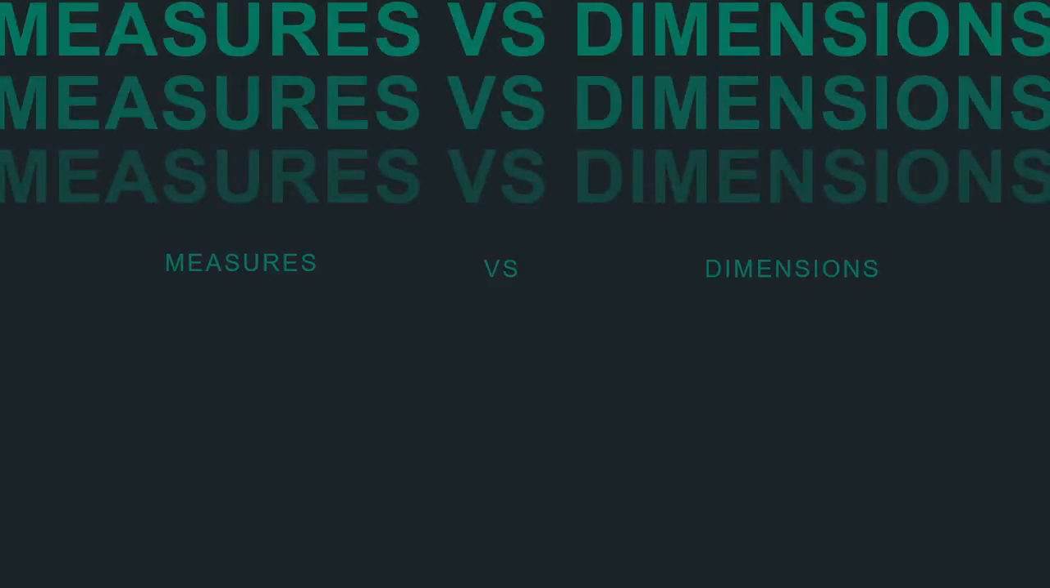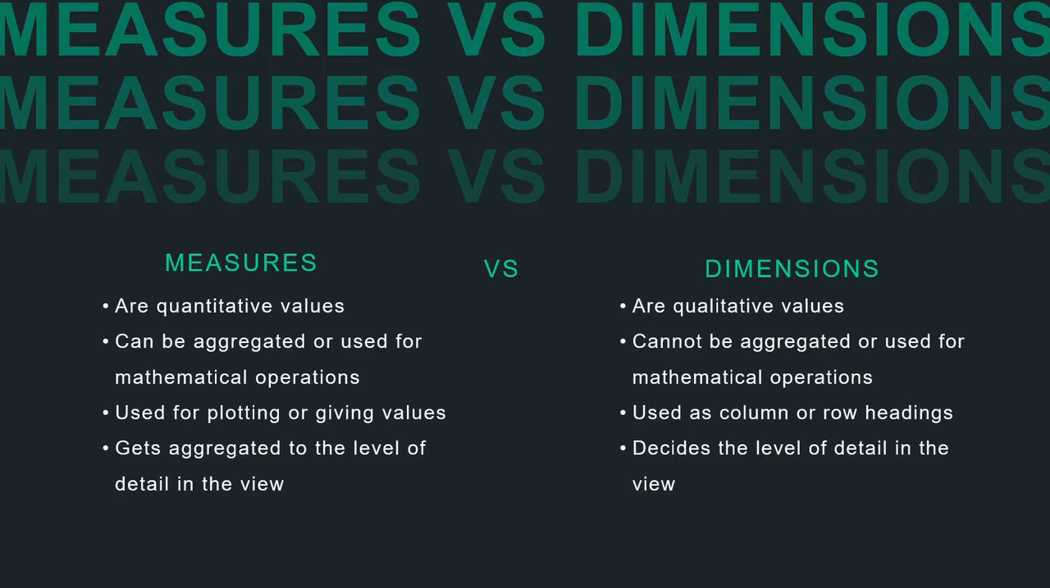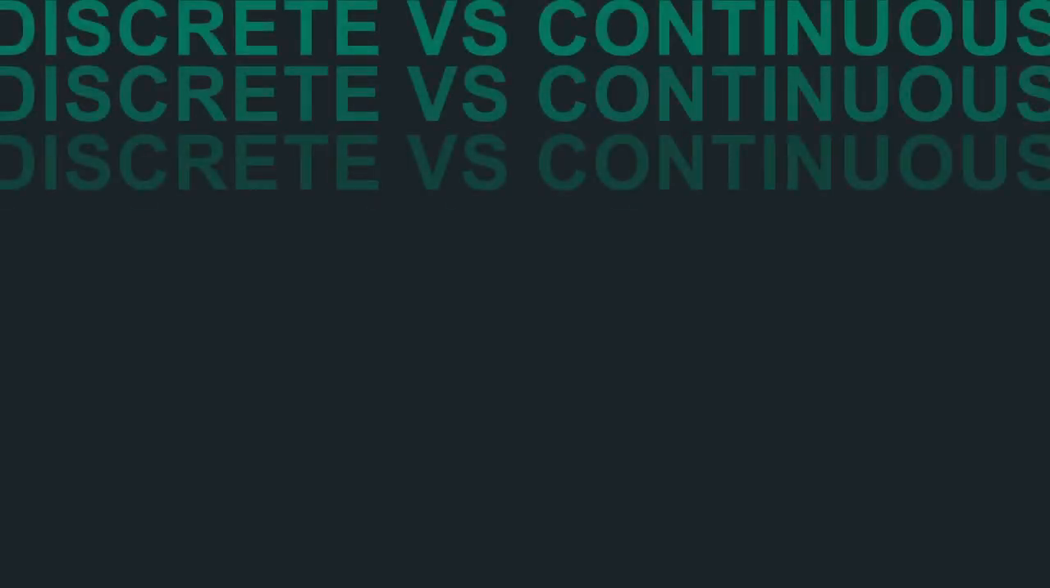Measures are quantitative values like numbers, whereas dimensions are qualitative values like names. Measures can be aggregated and we can perform all sorts of mathematics on them, whereas for dimensions we cannot aggregate them. Measures are used for plotting and giving values in your chart, while dimensions are used as column names in your chart. Finally, measures are grouped to the level of detail in your chart, while dimensions set the level of detail. Moving on to discrete versus continuous.